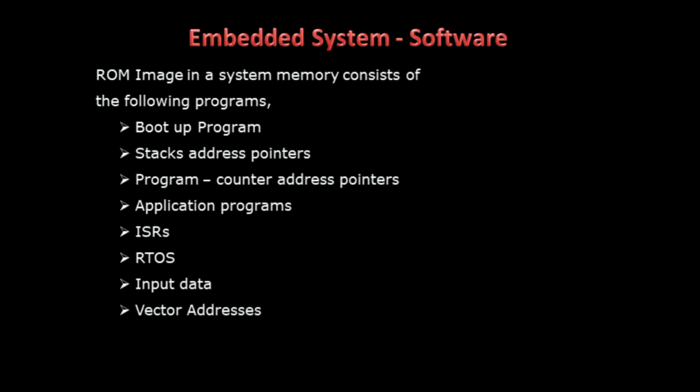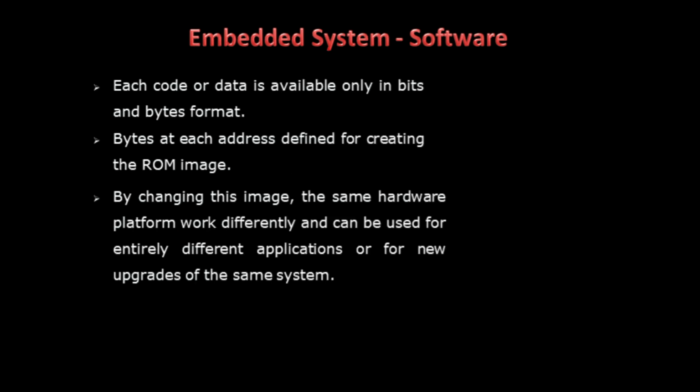And then input data, which is the input given by the user. And then vector addresses: the collection of inputs received by the system are stored in these vector addresses. All these programs are part of our ROM image. All these images are stored in bits or bytes format. That is, the bytes at each address create the ROM image.